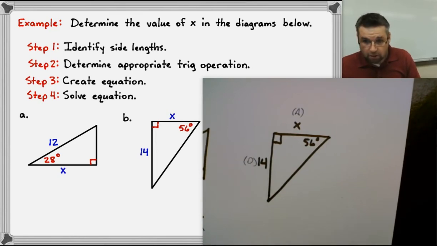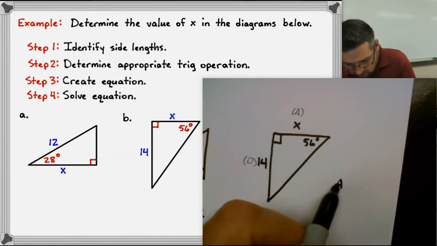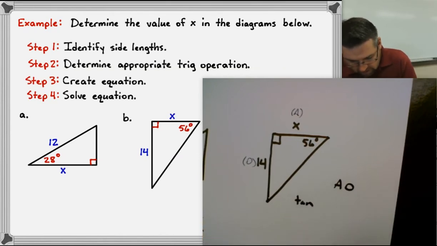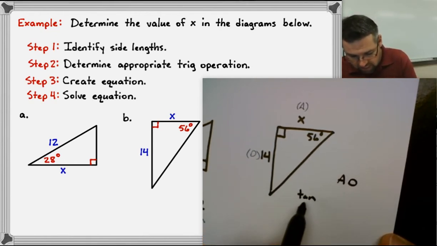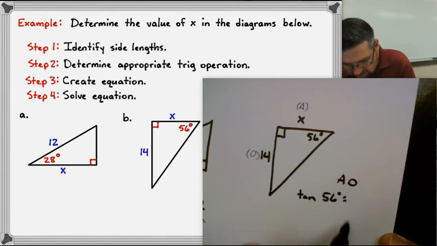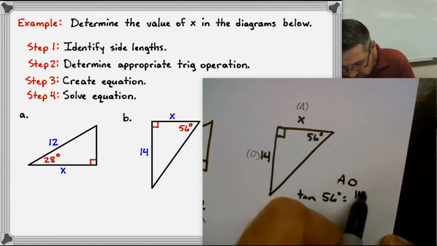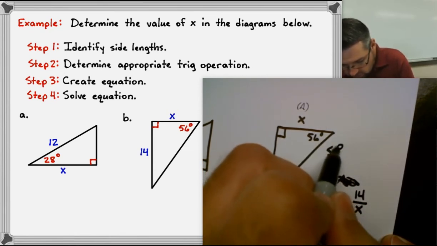Then I go to my acronym, SOHCAHTOA. Which one has the A and the O in it? Well, A and O, TOA, that's tangent. So I'm going to use tangent, and I've identified the appropriate trig operation. Next is to create the equation. So it's tangent of the angle, in this case tangent of 56 degrees, equal to opposite over adjacent. In this case, it'd be 14 over x.